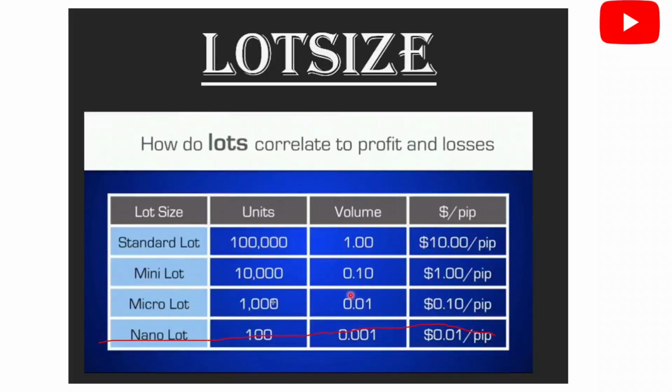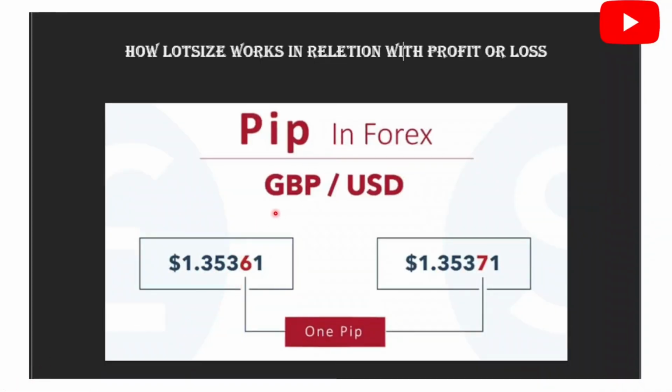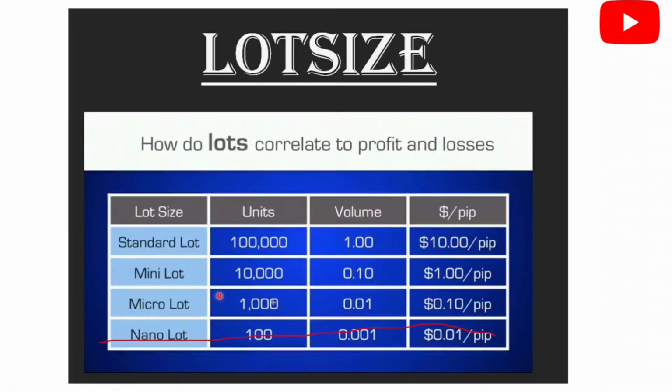If you see 0.01, let me take for example, if you are in a trade like GBP USD, this GBP USD has moved from 1.35361 to 1.35371. That's one pip movement. Okay, we'll go back to our lot.